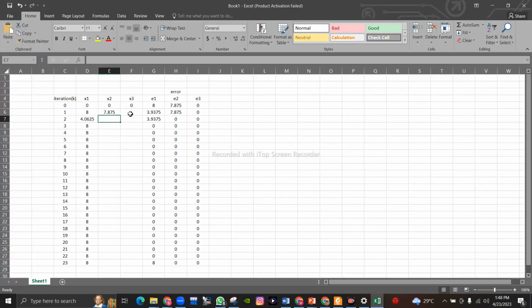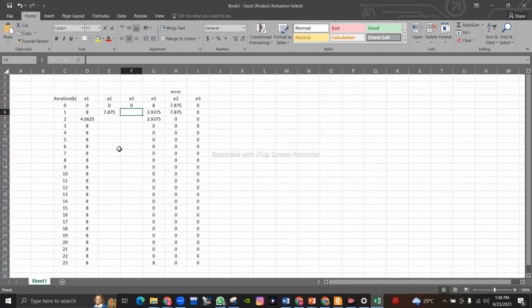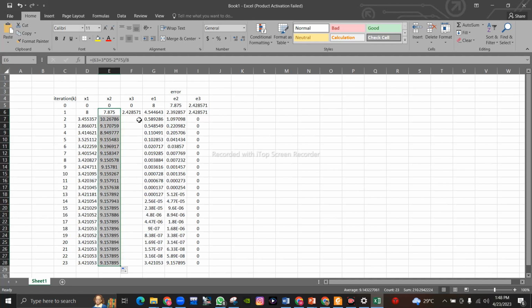Now, what about x3? How do we calculate x3? x3 is 17 plus x1 plus x2 divided by 7. That will be equals to bracket 17 shift plus x1, shift plus x2, divided by 7. You calculate it, and that's what we got earlier. We can take this down to see what we have.